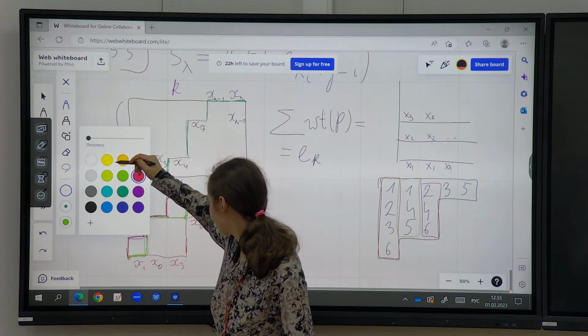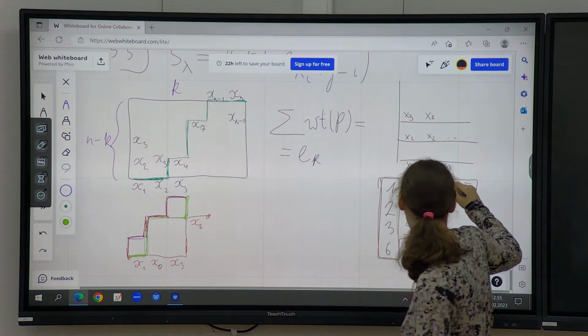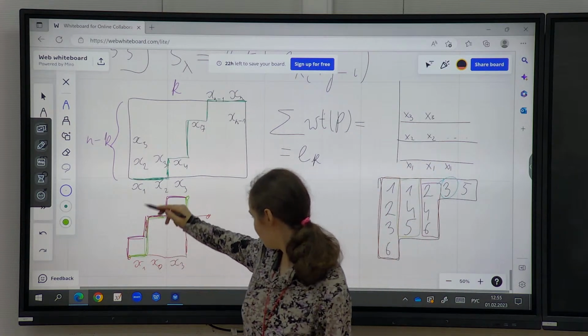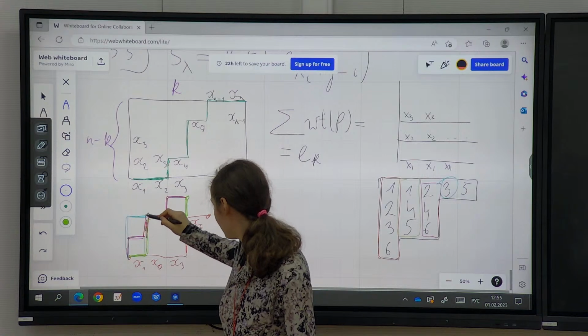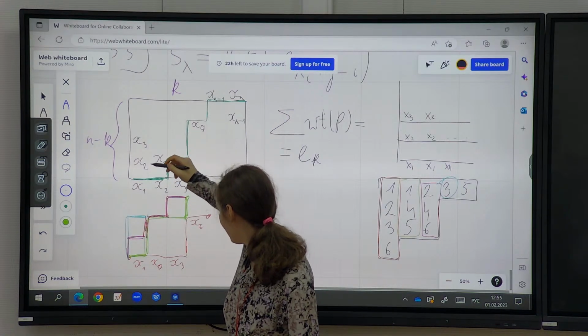And the next one, the blue, X3, 1, 2, 3. It is like this.